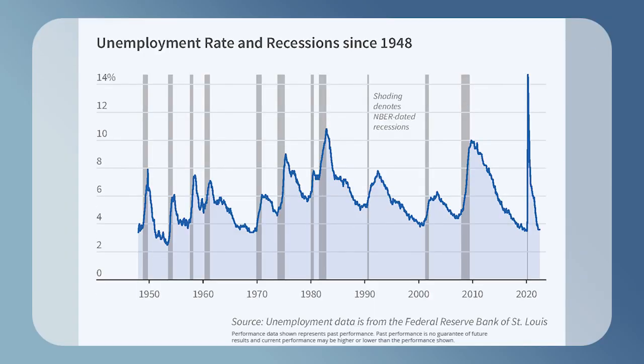The National Bureau of Economic Research, or NBER, maintains a chronology of U.S. business cycles. Here we can see the gray shaded areas denoting NBER dated recessions. On average, there is a recession about every 6.5 years, going back to the 1950s. The blue line shows the unemployment rate over time.